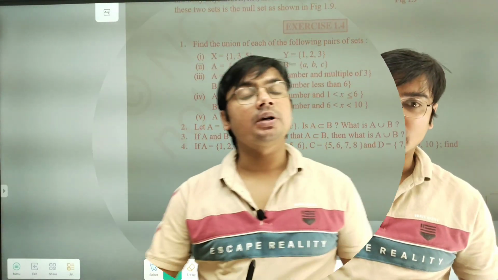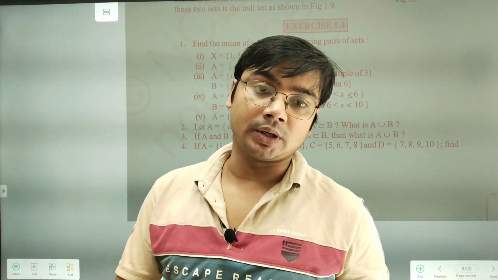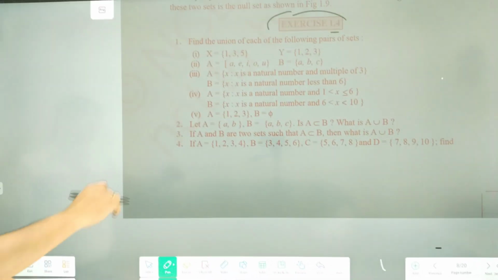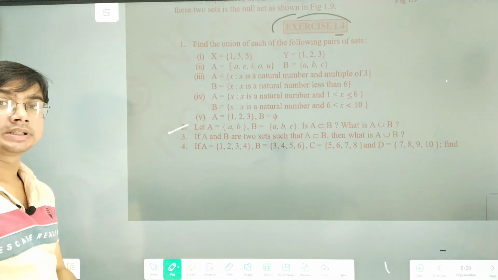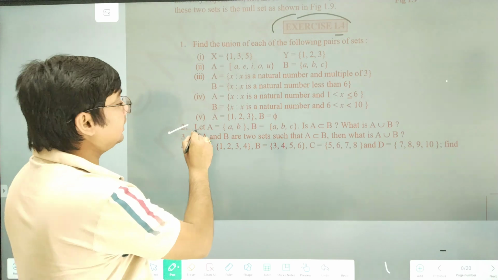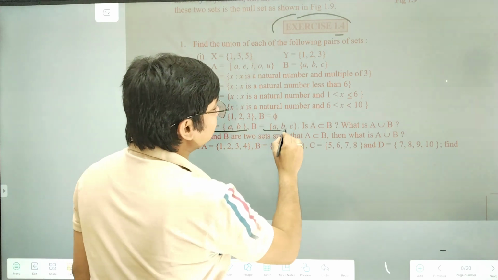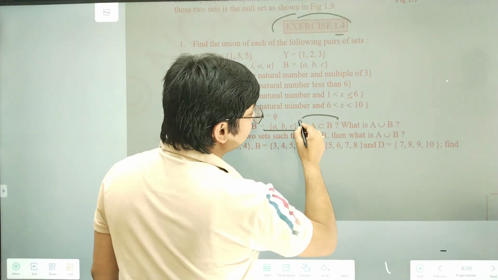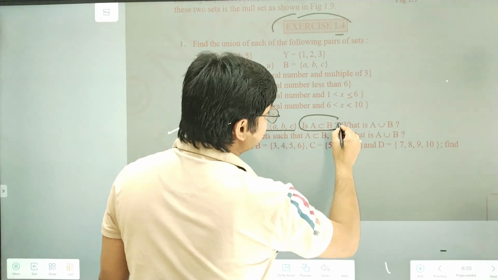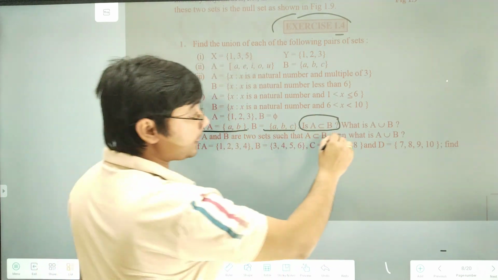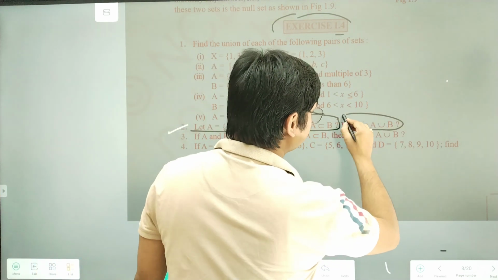Myself, Dr. Apil Sir. So, I am going to solve the exercise 1.4. Dear students, so come to the question number 2 here. You see, in the question number 2, let A equal to this one, B equal to this one. Now, is A a subset of B? And what is A union B?